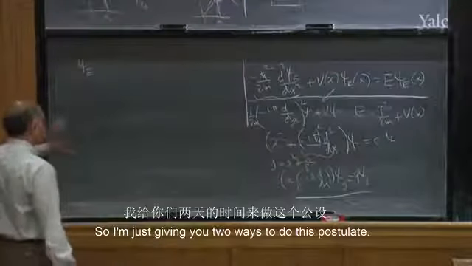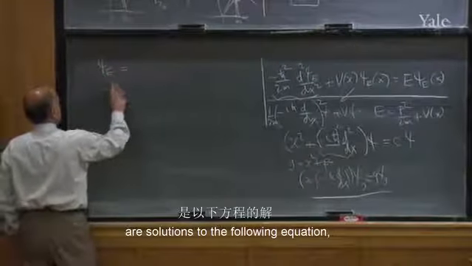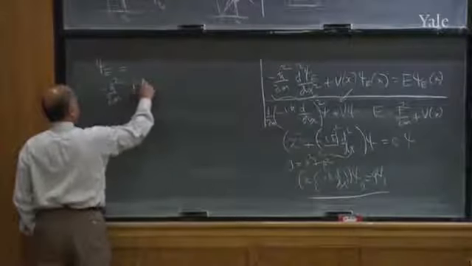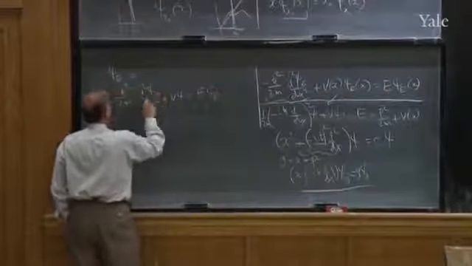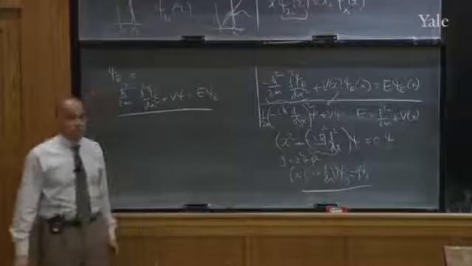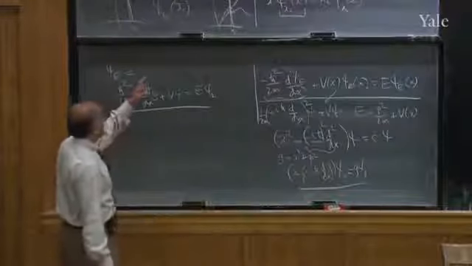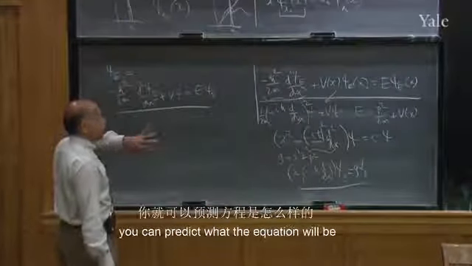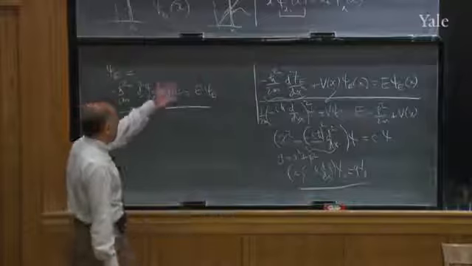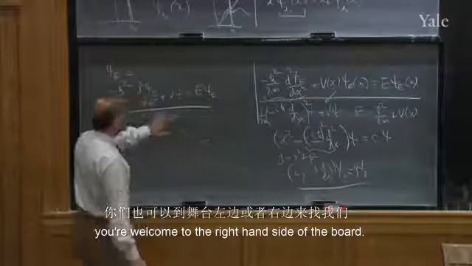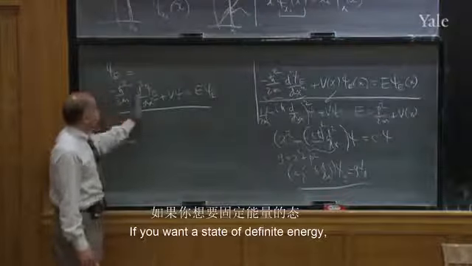So I'm just giving you two ways to do this postulate. Either you can say states of definite energy are solutions to the following equation, plus V psi equal to E psi. And that's what I've been doing so far, because I didn't mind in this class to introduce it as one more postulate. But if you're looking further ahead, you should realize that it is really not an independent postulate, that once you know what happens to x and once you know what happens to p, you can predict what the equation will be for any function of x and p. So if you see that analogy and it's helpful to you, you're welcome to use it. If you find it complicated, add on to your list of things to remember one more thing. If you want a state of definite energy, you've got to solve this equation.